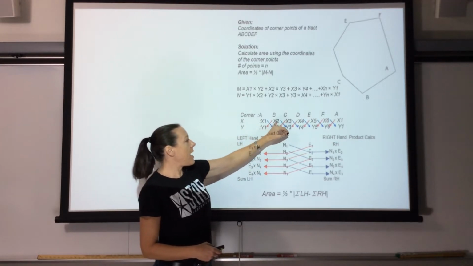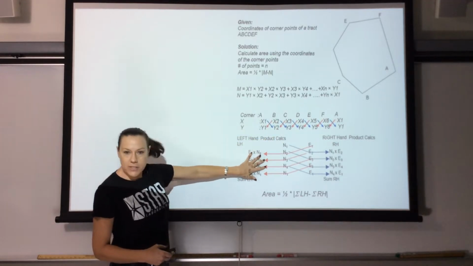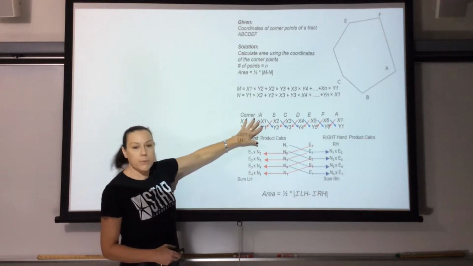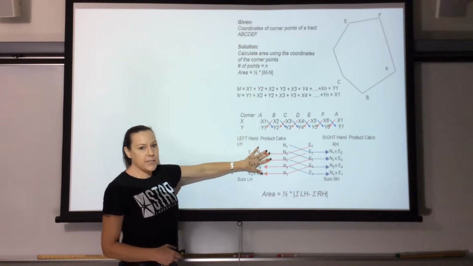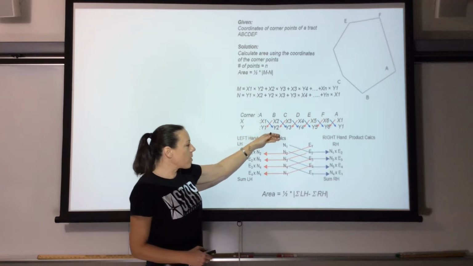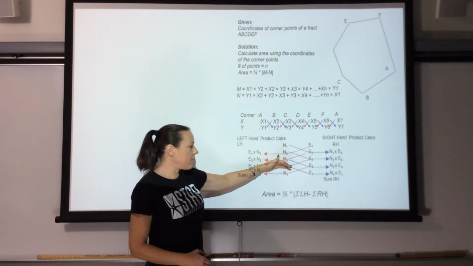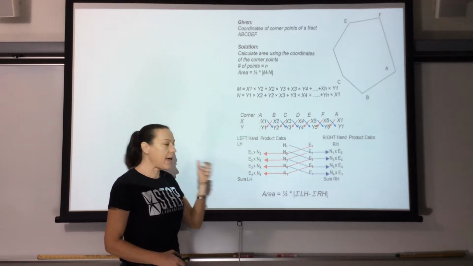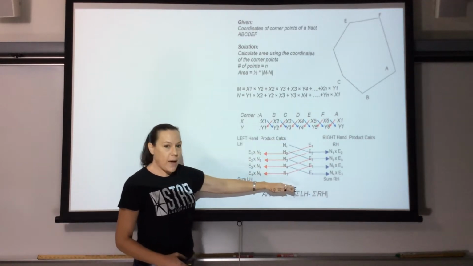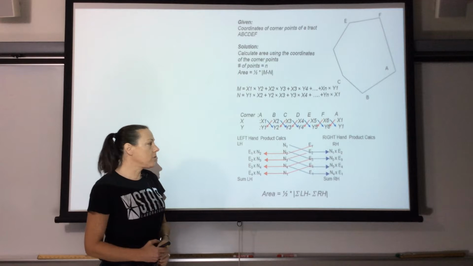x1 times y2, x2 times y1, but I prefer to see it this way. You'll have a lot of textbooks that write it this way. I prefer to see it this way. So I write my coordinates, northings and eastings, starting from 1, 2, 3, 4, back to 1 per se. Whatever you start on, you have to end on. It's basically making a closed loop.